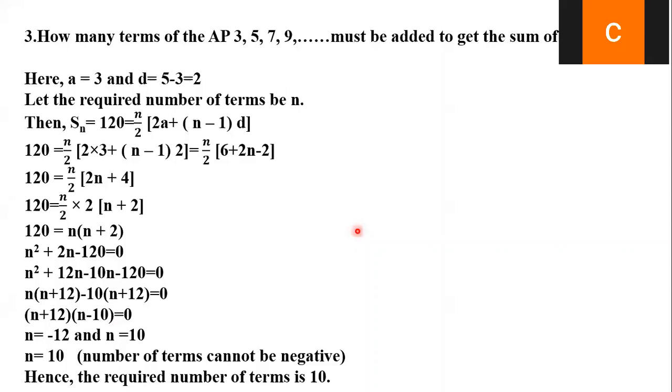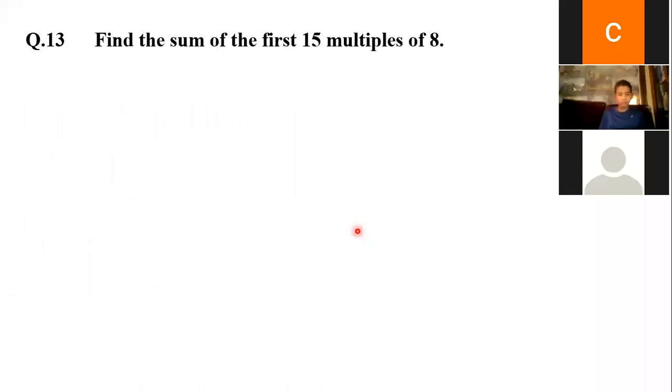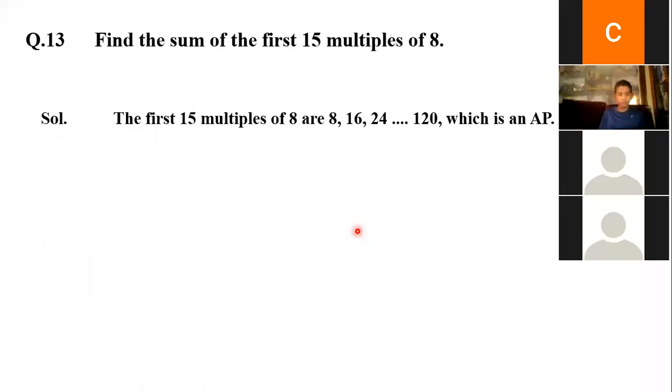Okay, now we'll move on to exercise 5.3. Last class I finished till 12 sums. Today I'm going to continue with 13th sum. So let me read the question, children. Find the sum of first 15 multiples of 8. First 15 multiples of 8. What are the multiples of 8? 8, 16, 24, up to 15 eights are 120. Am I clear, children?